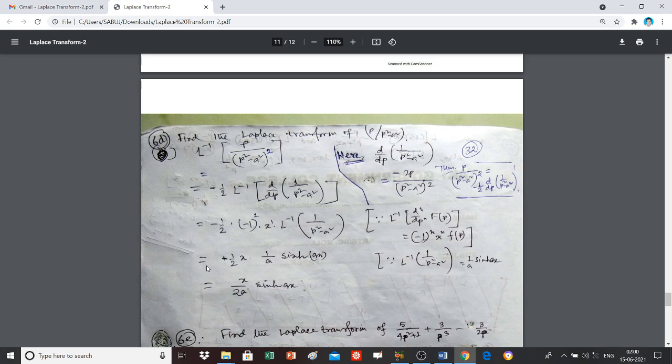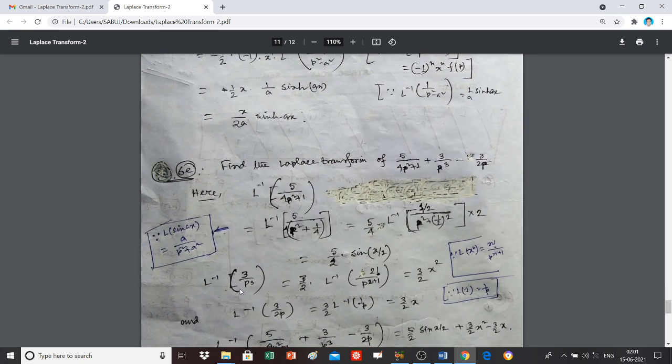So that is equal to this: minus half is here, and this minus also here, so this will provide you a positive sign here. So plus, this is actually plus half x. This will provide you the result 1 by a sin hyperbolic ax, because the Laplace inverse transform of 1 by (p square minus a square) is this. This has been calculated. Okay, so finally we obtain this.